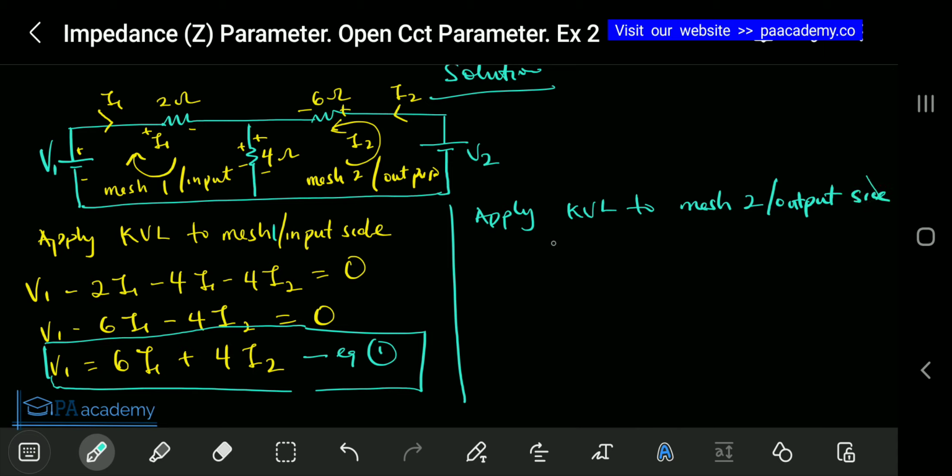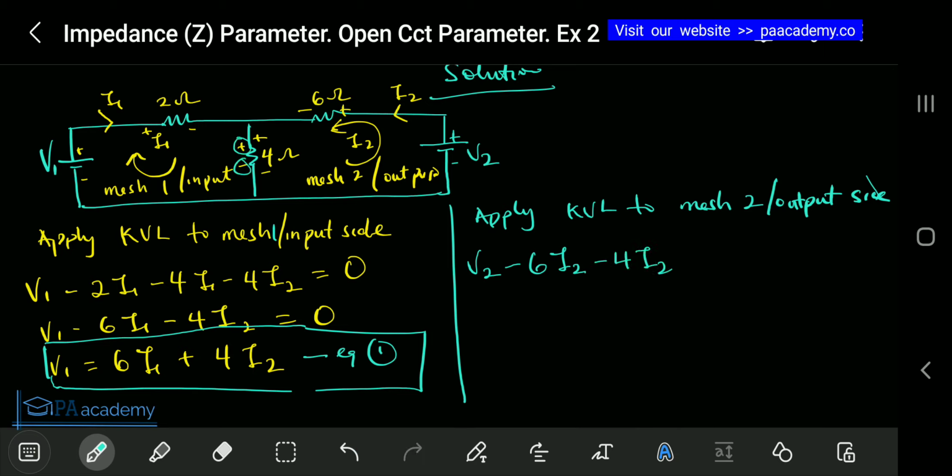the output side. So in doing that, this is positive, negative. So let me start from here. From negative to positive, that will be V2. And when we come over here from positive to negative, remember the direction of current that we are following, so that will be minus 6I2. So from positive to negative due to current I2, that will be minus 4I2.